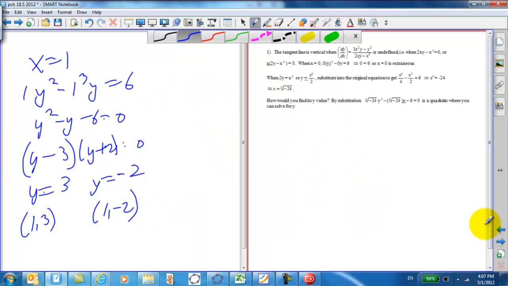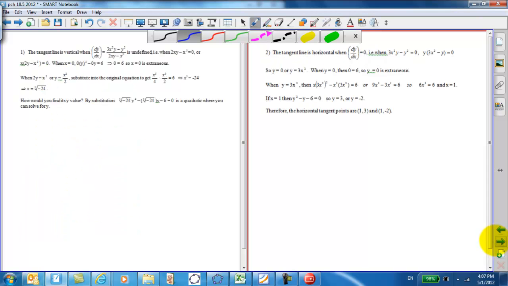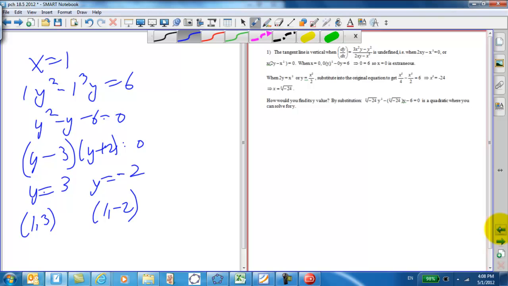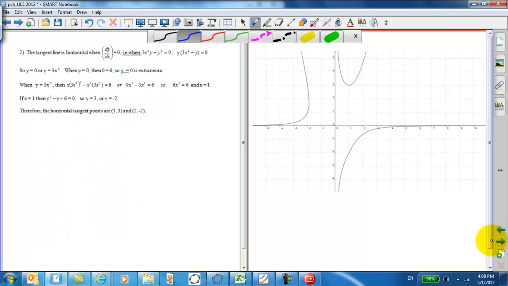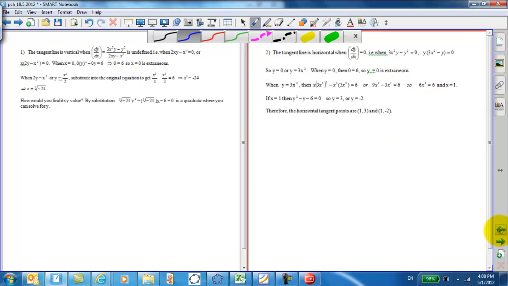Now when I actually looked at this though, there's the solutions for the vertical and horizontal tangent lines: (1, 3) and (1, negative 2). When I actually look at the graph, there's the (1, 3). There's our horizontal tangent line at (1, 3). The slope definitely equals 0. And somewhere in here is this point at negative 5th root of 24, and you can plug it in to figure out what the y value is. But that's where you get a vertical tangent line.